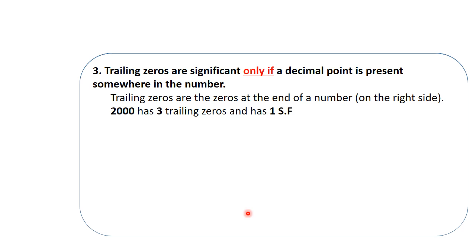So 2000 has 3 trailing zeros, as you can see here. We have 0, 0, 0. These are trailing zeros, zeros at the right hand side of the entire number. And how many significant figures does this have? 1. Why? Because there is no point anywhere here. But if there was a decimal point, then all these zeros could have been significant. So that's how these things work.